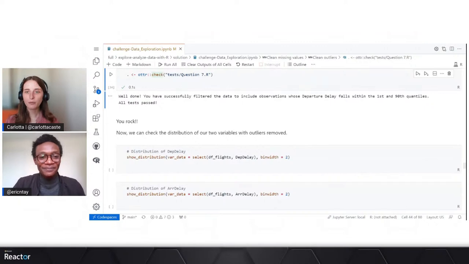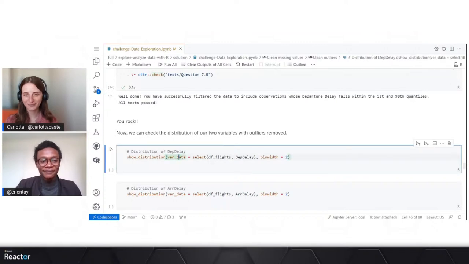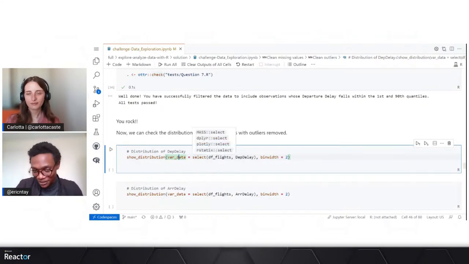Yeah, it could be very helpful to see the distribution now and how our data set has changed with the code we just ran. Yes, Carlotta. So let's go ahead and do just that. So we use the show distribution function that we created, which takes a column as the input, and to take a column, we use the select verb. So we select the departure delay column, then we set the bin width equal to 2.